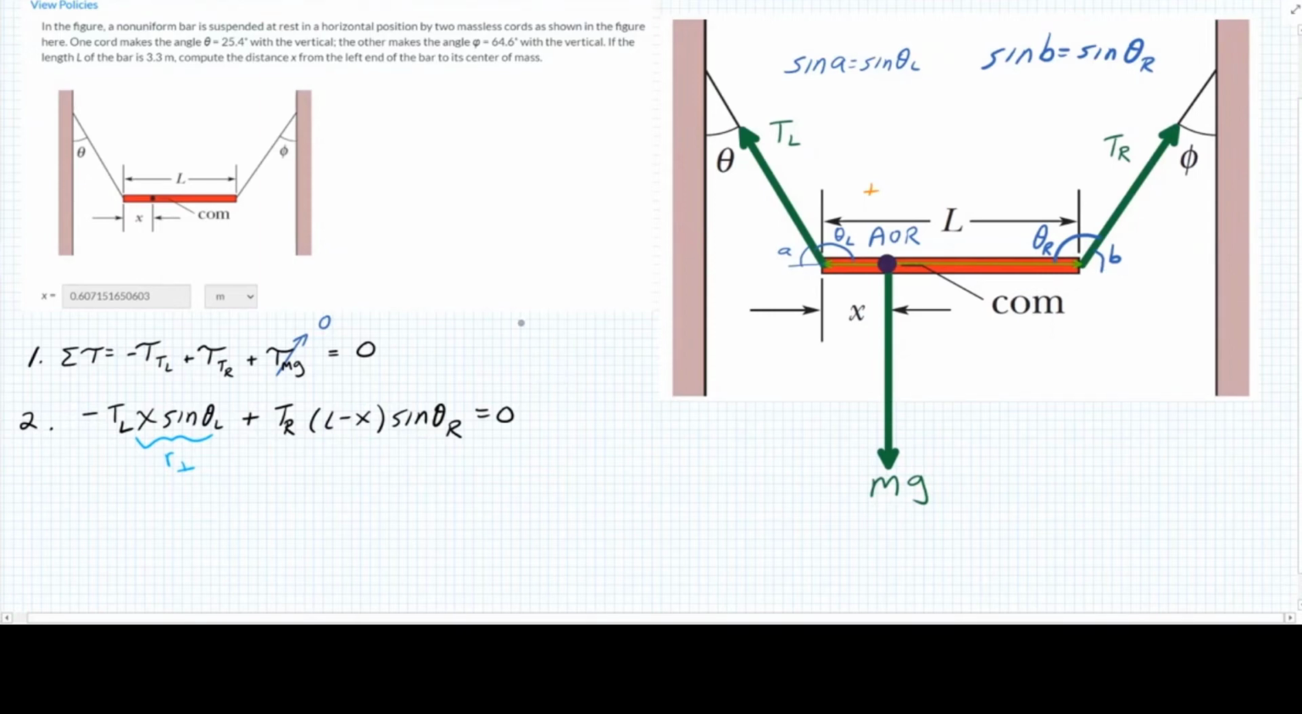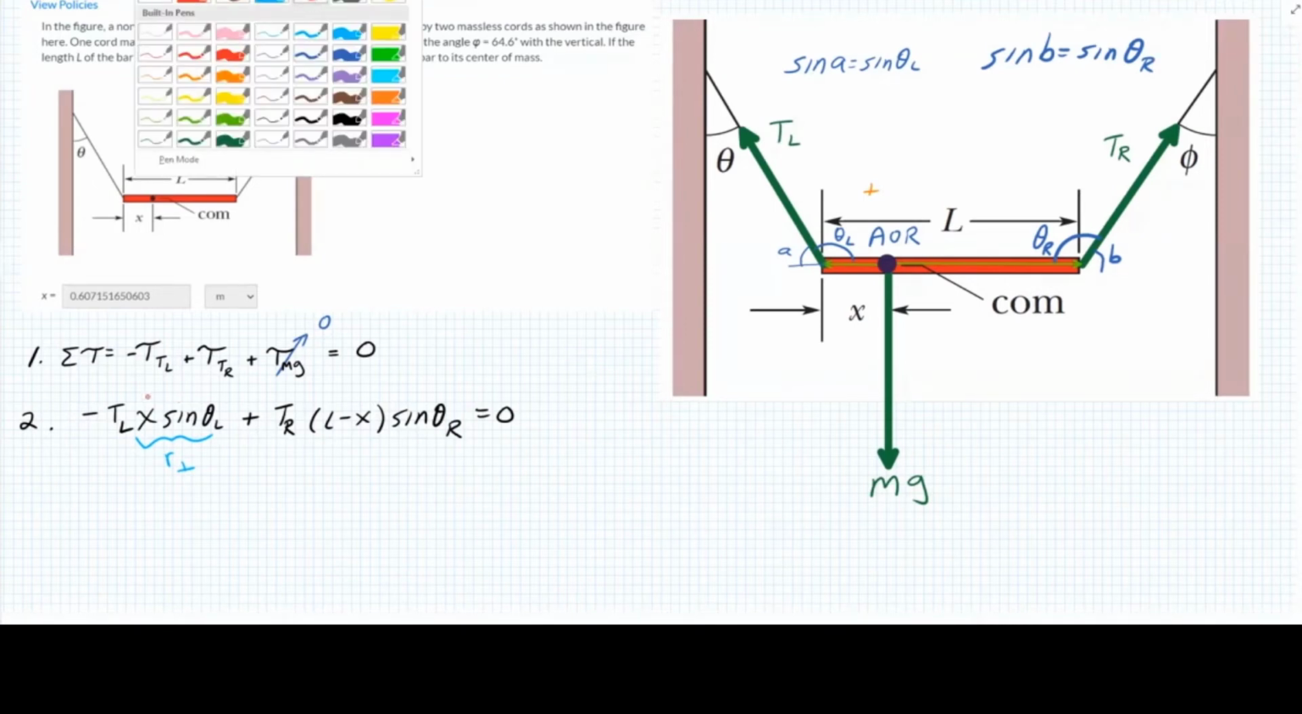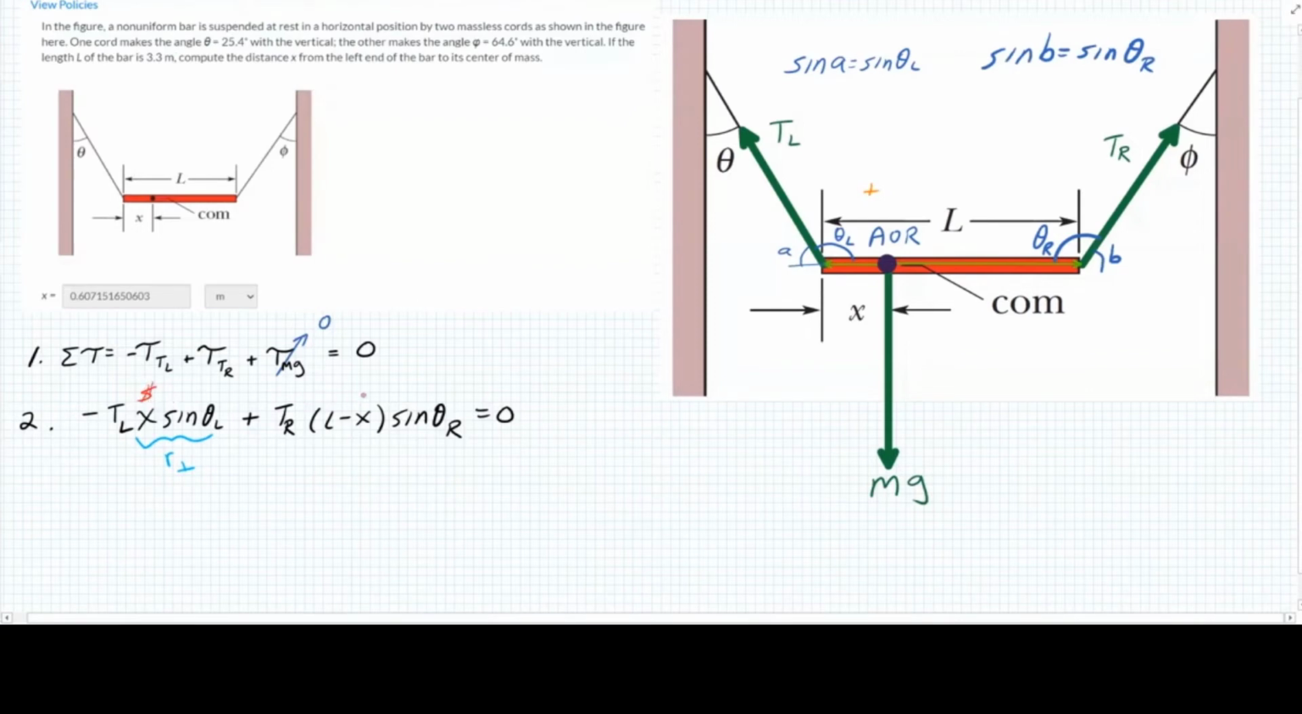All right, here's my mg. So I see the presence of my mg sine is right here. There's X, and here's X. But there's a problem. I don't know TL, I don't know TR. So I need some more equations. I have too many unknowns. So there's the result of my torque inventory. Minus TL X sine theta L.